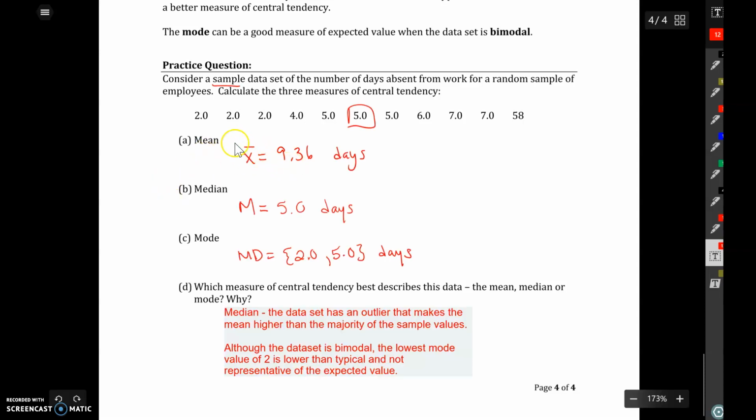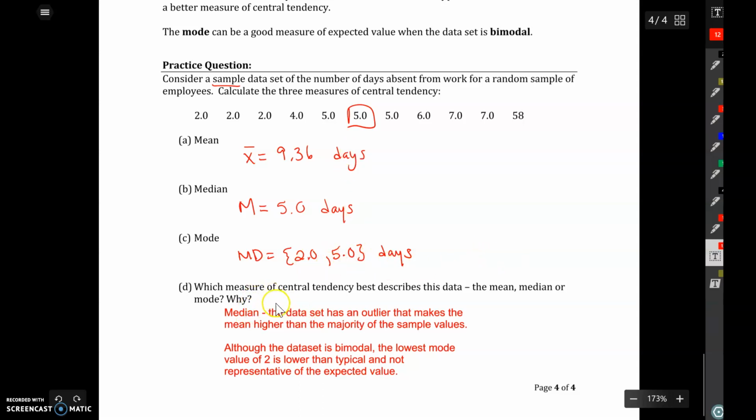Okay, so our mean we represent as x̄, since we've got a sample data set here, is 9.36 days. Notice that I'm reporting my mean to one more decimal place than my raw data was given in. My median, M or x̃ if you want, is 5.0 days. We had 11 values in our data set, so I chose the 6th value. And then the mode is set notation. It's bimodal. We've got modes of 2.0 and 5.0 days.